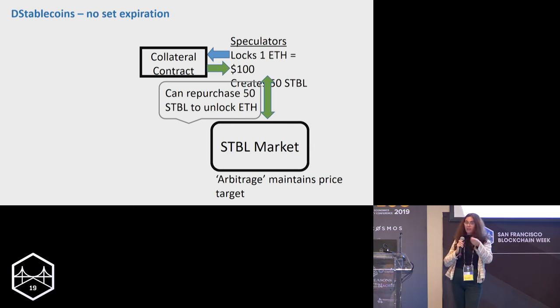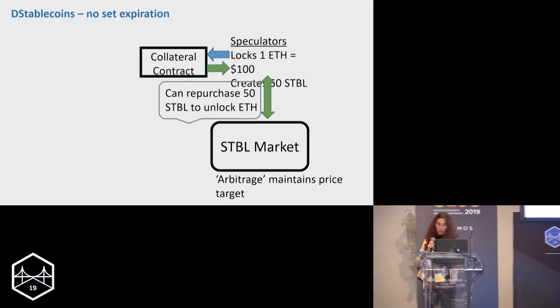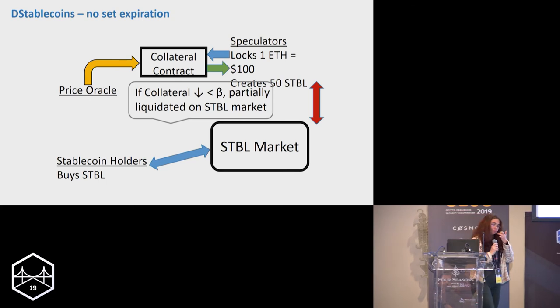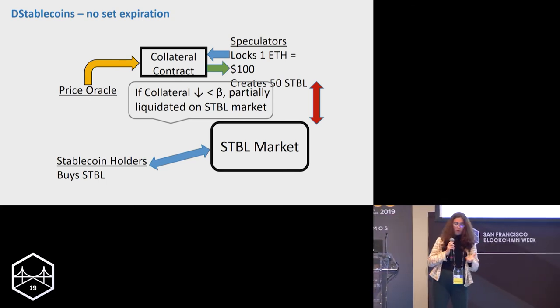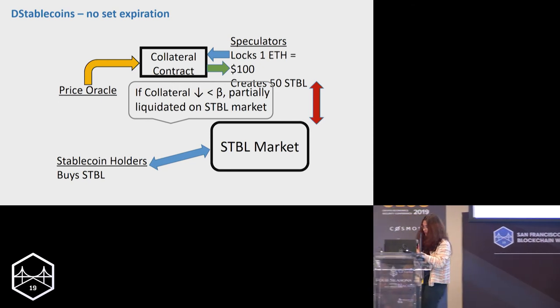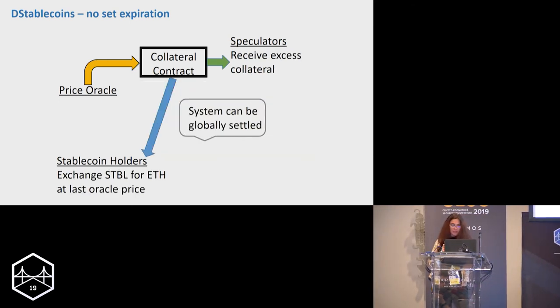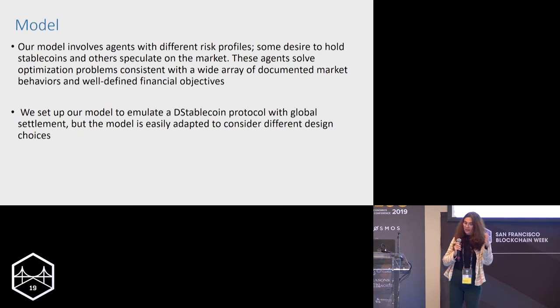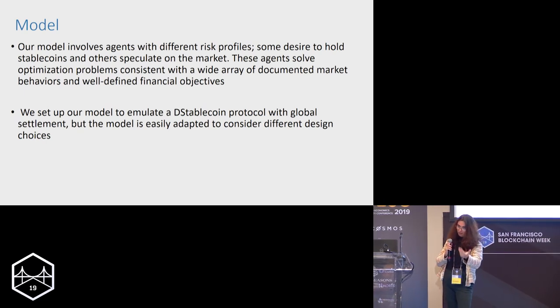Well, as I said, one of the biggest risks is what happens if the price of this stablecoin increases, similar to what happens to short sellers. Now, there is also the protocol. If the collateral decreases below a certain threshold, then the system starts to liquidate. So it has an inbuilt mechanism of deleveraging. And this entire system can also be globally settled, with the stablecoin reserve being bought back by using the collateral.